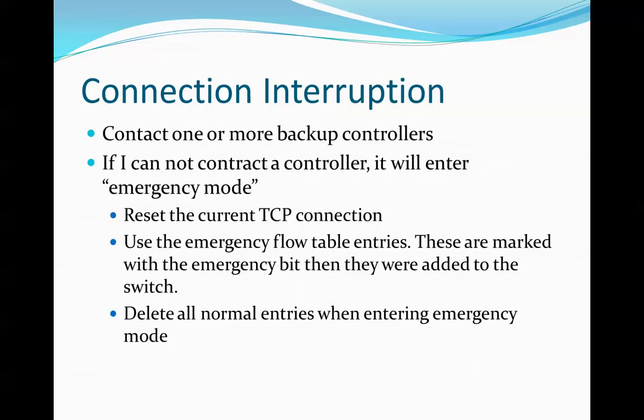So what happens if a client loses its connection to a controller? Well, the client will then try to contact one or more of its backup controllers. If it can't get a hold of any controller, then the client goes into a mode known as emergency mode. The client will reset the current TCP connection and use only the emergency flow table entries. When they're added to the switch, they're tagged as emergency.